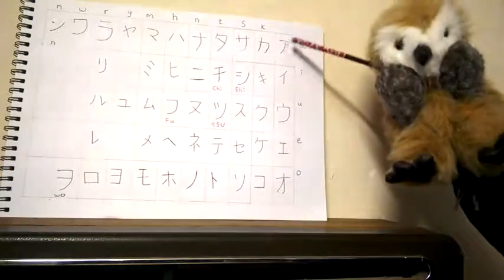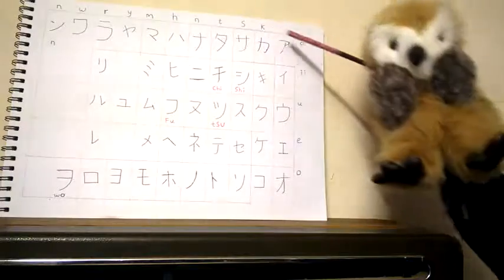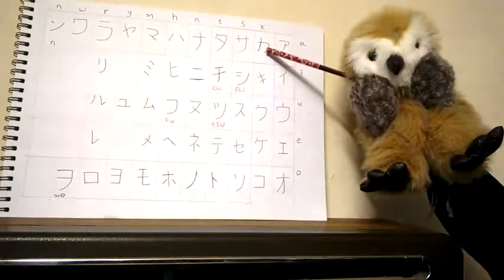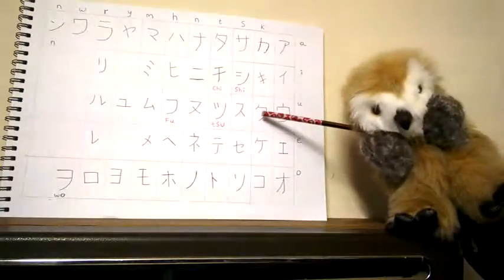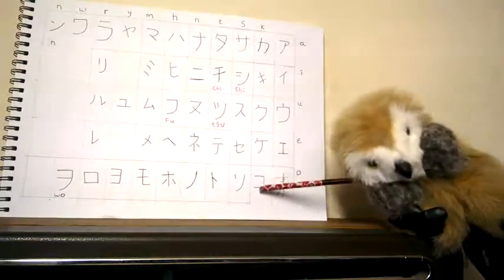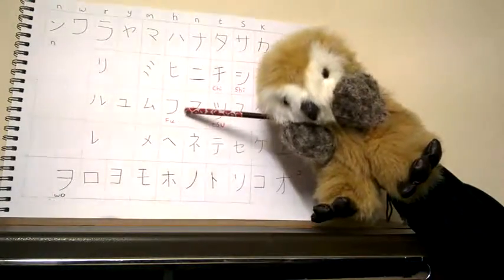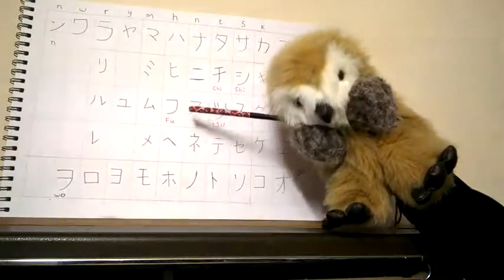This grid is just a show. You literally say, like, k, a, ka. So k, a, ka, that is ka. K, i, ki. K, u, ku. Ke, ko. Now there's a couple that are a bit different, so I wrote in red what they are instead.